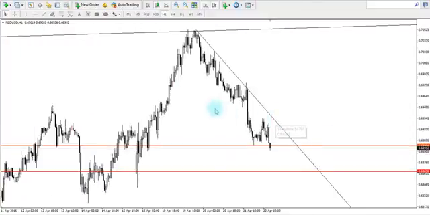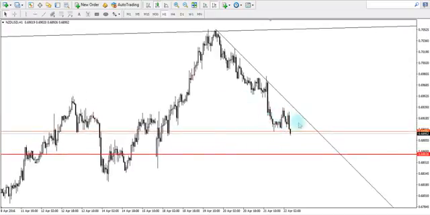But anyway, if that's the case, we will be waiting for the price to reach the key support level right here at 0.6863, and wait for a major retracement before we look for a sell opportunity again.